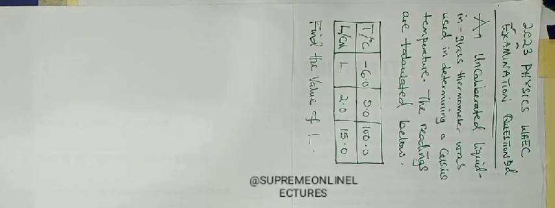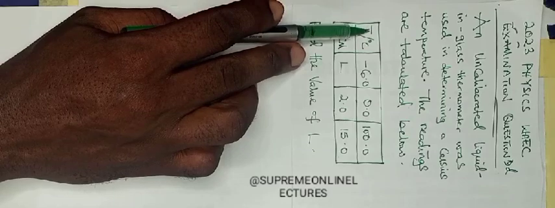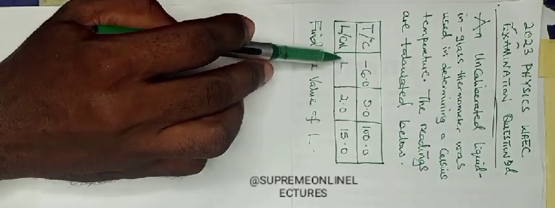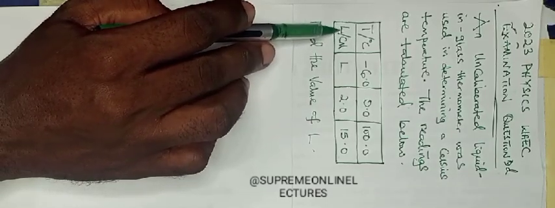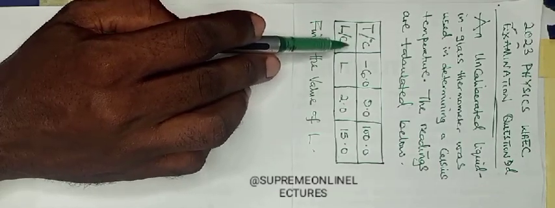This 2023 physics WAEC exam question 9D says an uncalibrated liquid in glass thermometer was used in determining a Celsius temperature. The readings are tabulated below. So here we have the Celsius thermometer being compared with the other thermometer L. This one is T, this one is L. These are the units in degree Celsius, and this one is in centimeter.